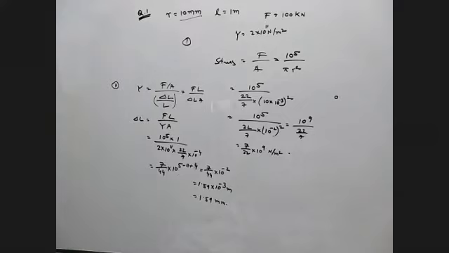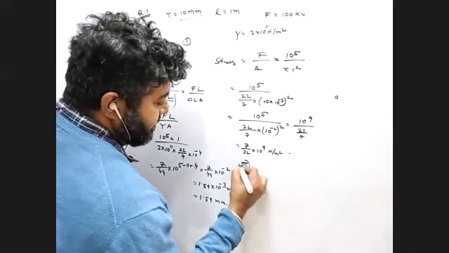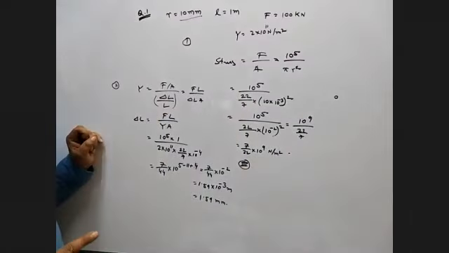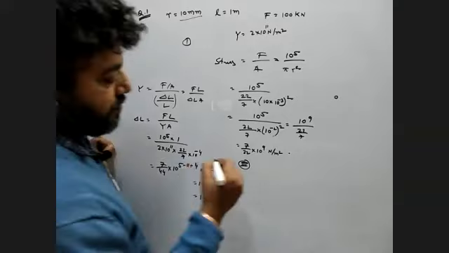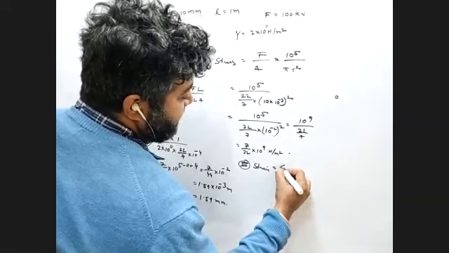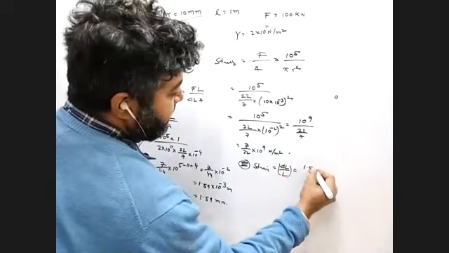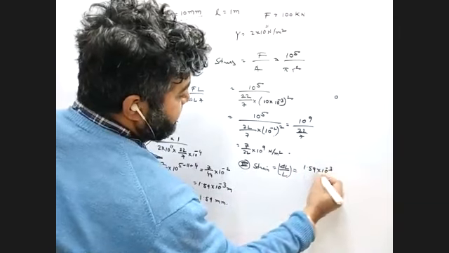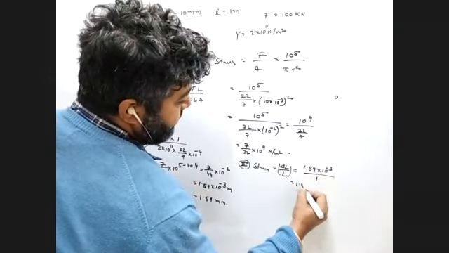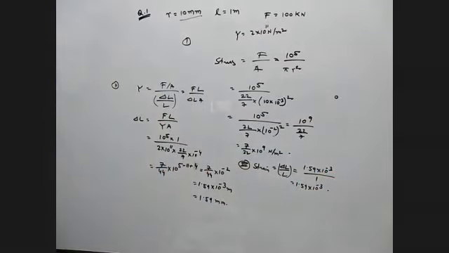Now the third part of the question is strain. So we know strain is change in length by original length. So change in length is 1.59 into 10 to the power minus 3 meter by 1. So 1.59 into 10 to the power minus 3, and no unit because strain is a unitless quantity. Is it okay, everyone? Yes, sir.